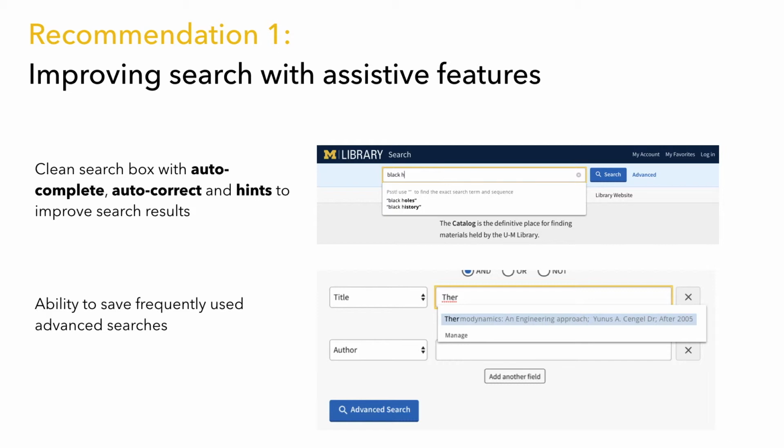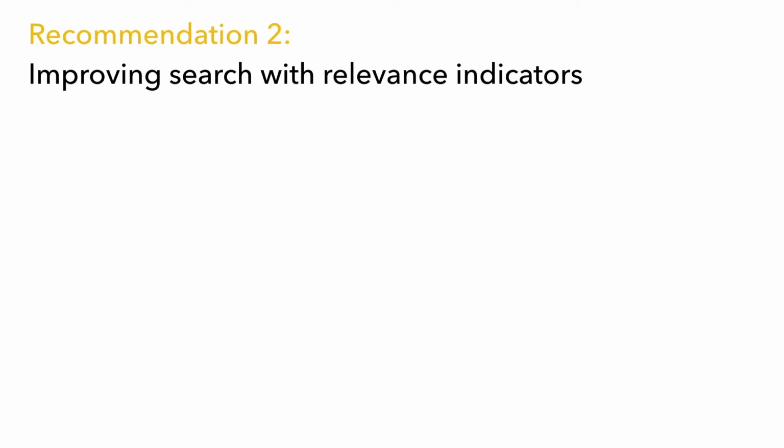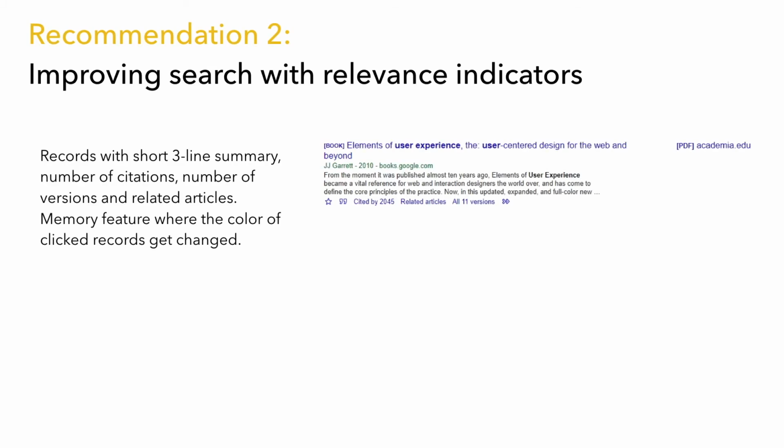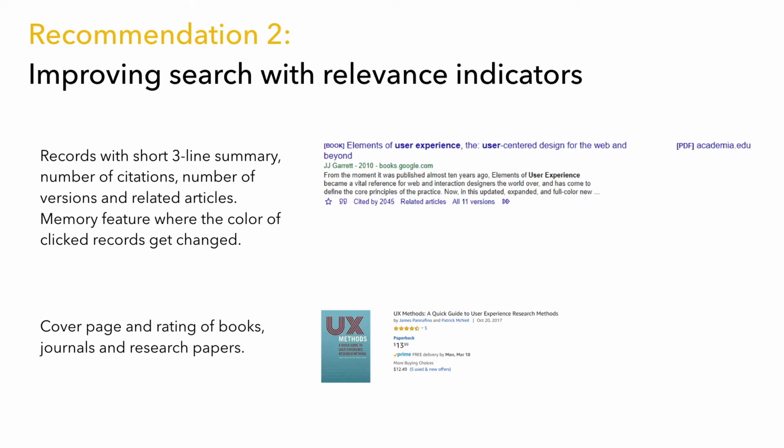Providing a Google-esque auto-form-like feature to reuse previously searched advanced searches would save on time. The UFM library could optimize the records with relevant information such as a smaller summary, number of citations, ratings and reviews, and links to similar and related articles or books. We suggest adding ways for users to recognize the resources that are most well received, perhaps by adding a way for users to like or check the number of citations so users can see if a resource is more popular.